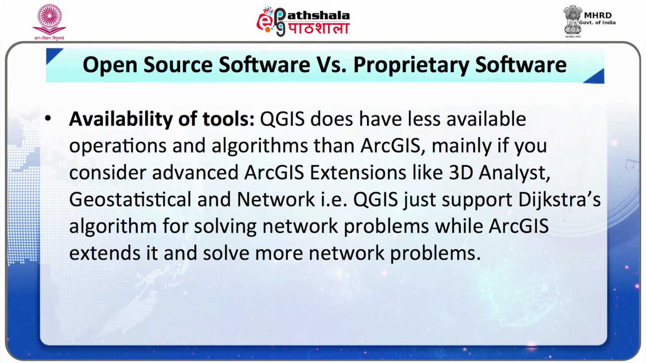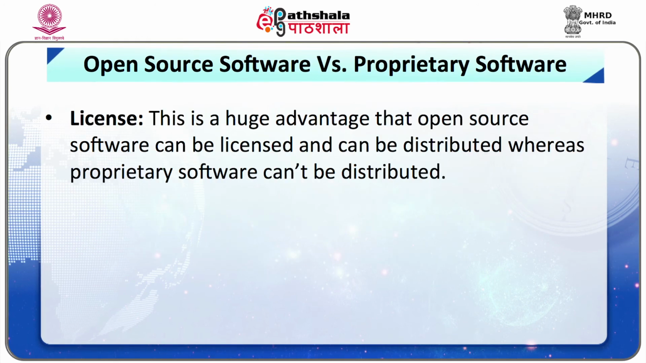Then availability of tools. QGIS does have fewer available operations and algorithms than ArcGIS, mainly if you consider advanced ArcGIS extensions like 3D Analyst, Geostatistical and Network. QGIS just supports Dijkstra's algorithm for solving network problems, while ArcGIS extends it and solves more network problems. Coming to the license, this is a huge advantage: open source software can be licensed and distributed, whereas proprietary software can't be distributed.